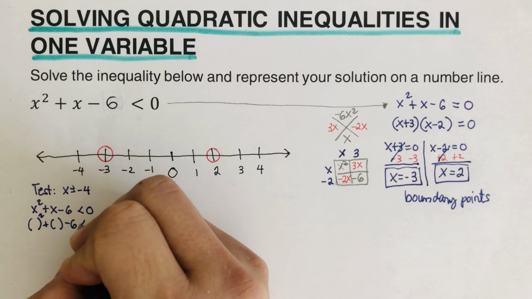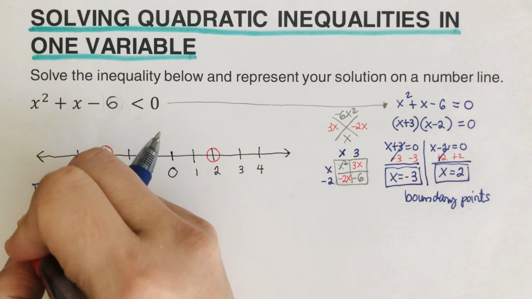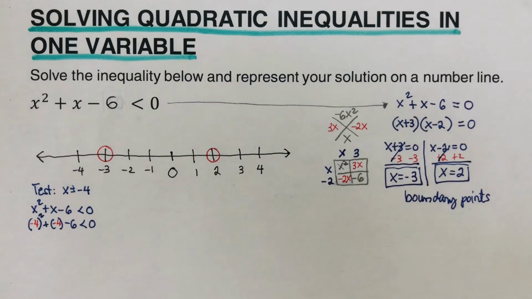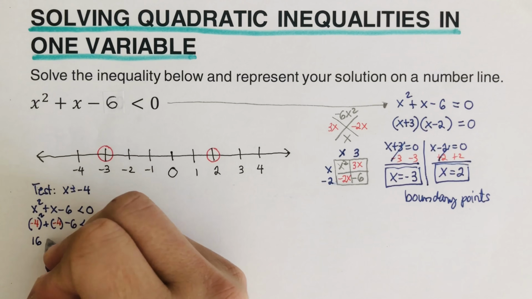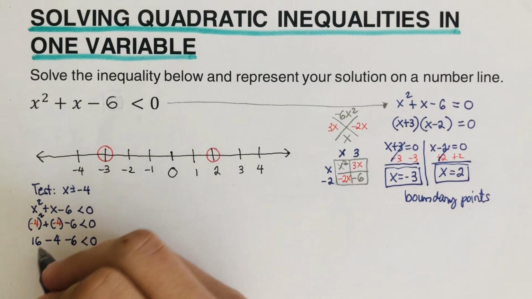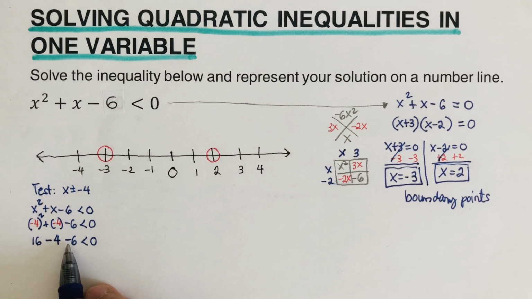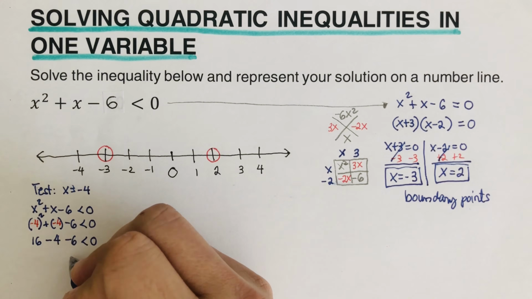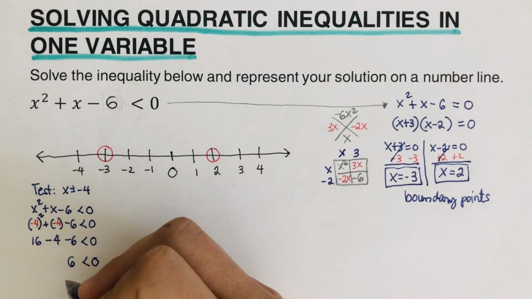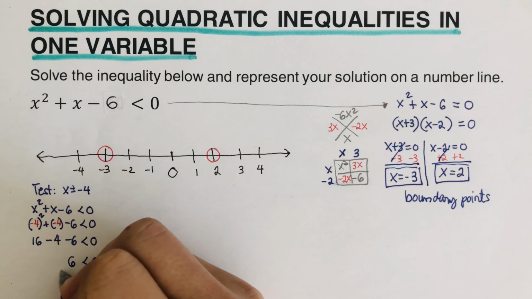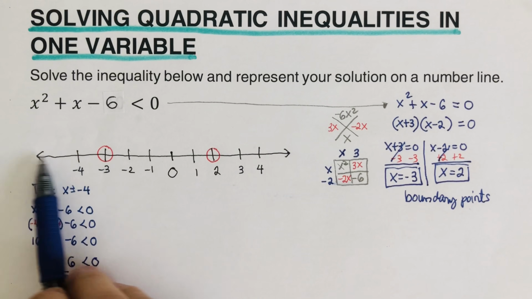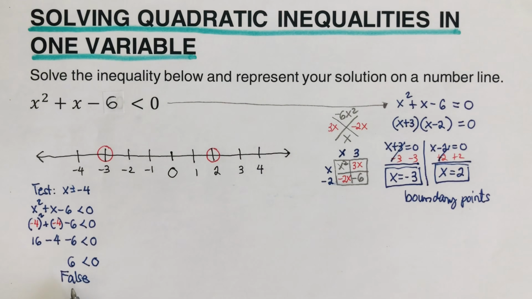and then plug in values after that. So here I'm gonna put in the -4 and then the -4 right here. So -4 times -4 is 16, and then that's a -4 minus 6. Is that less than 0? So that would be 16 minus 4 minus 6 is 6, less than 0. This is false because 6 is greater than 0. So this is false. So that means this left region is not a solution because it came out to be false.